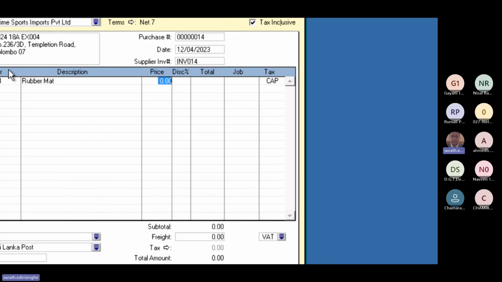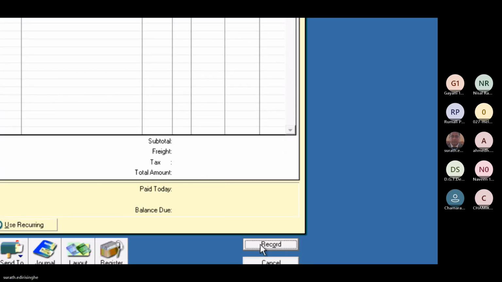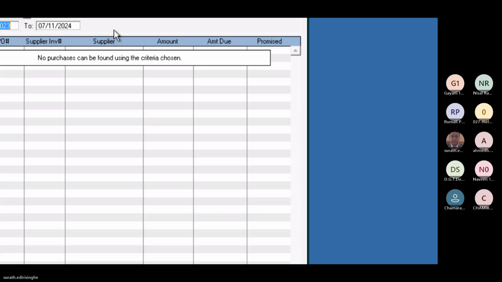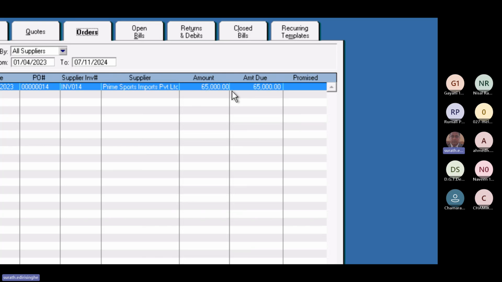What's the unit price of one rubber mat, Aman? 6,500. 6,500. Not getting any discount, capital assets. Right. Then record, register, order. 65,000 total order. Complete.